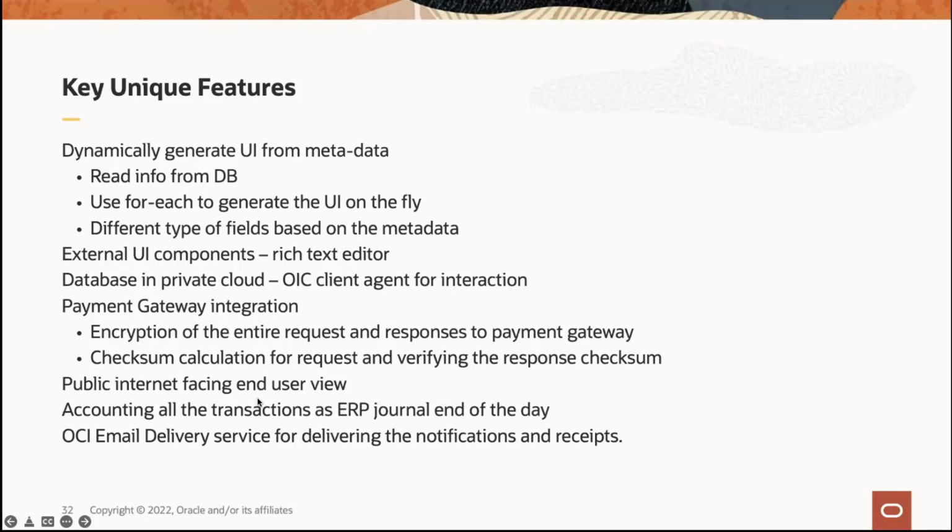And we have a public internet-facing end-user view, which at a peak time should be able to take almost 3,000 requests in a day from the end users. Also, we do seamless accounting of all these transactions to the ERP as journals. Every end of the day, we send all the transactions that have been successful for that day as journals to ERP. And we are also using the OCI Email Delivery service for delivering all the notifications and attachments, such as receipts and invoices, to the end customers.